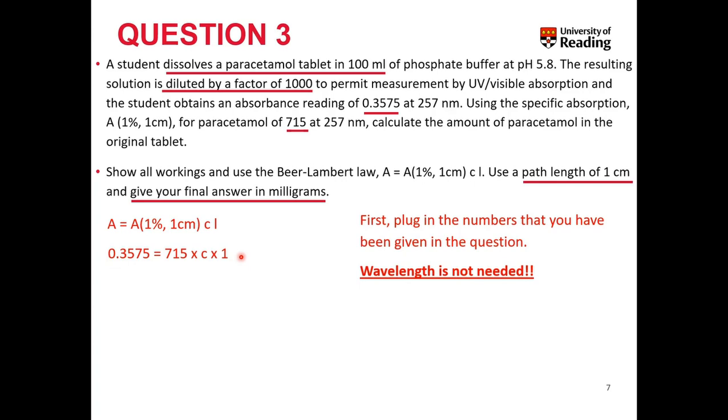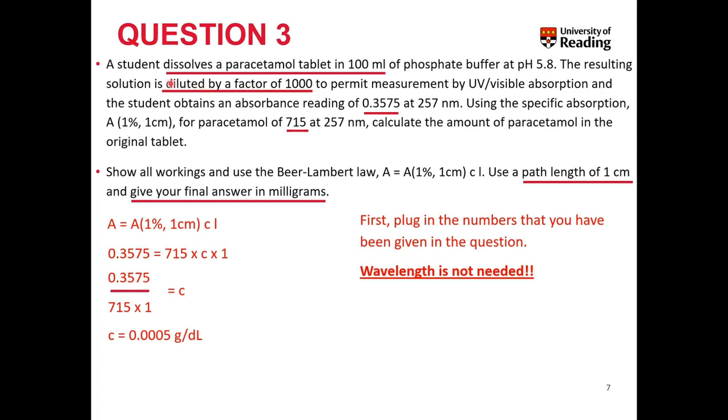Now the next step is to rearrange the equation to make C the subject. And to do this, we need to divide both sides by 715 times by 1. And when we do this, we get this equation. So 0.3575 divided by 715 times by 1 is equal to the concentration. Now if we solve this, we get a value of 0.0005 grams per deciliter, or grams per 100 ml. However, this value is for the dilute solution.